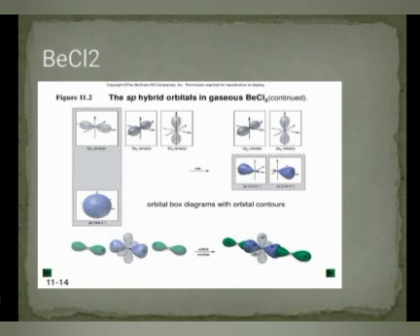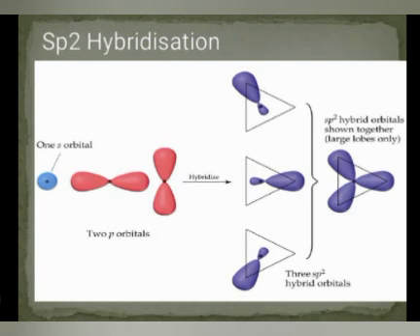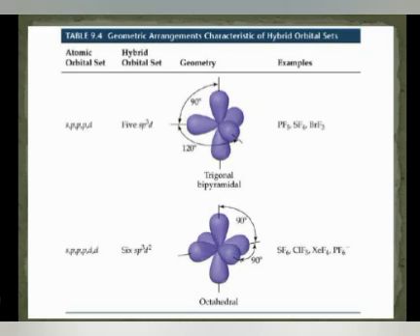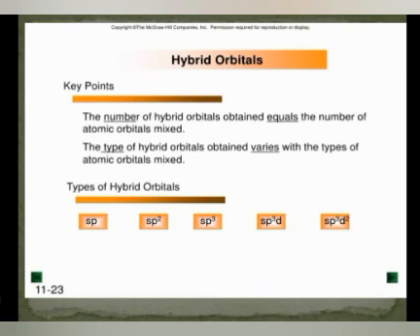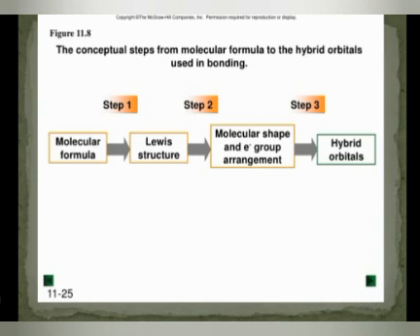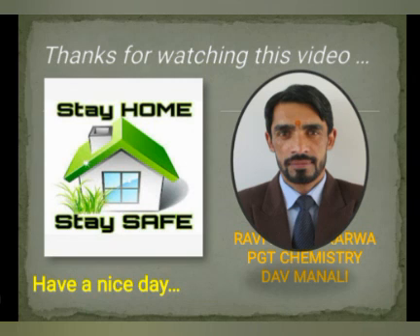Today I think this lecture is going to be a little bit long, so I'm going to end it here. Tomorrow I will tell you about the structure of beryllium chloride with the help of hybridization, sp2. Then how sp, sp2, sp3, sp3d, sp3d2 happen. Then what the key points of hybridization are, and how we will relate them to the shapes of molecules. Till then, watch this video carefully.